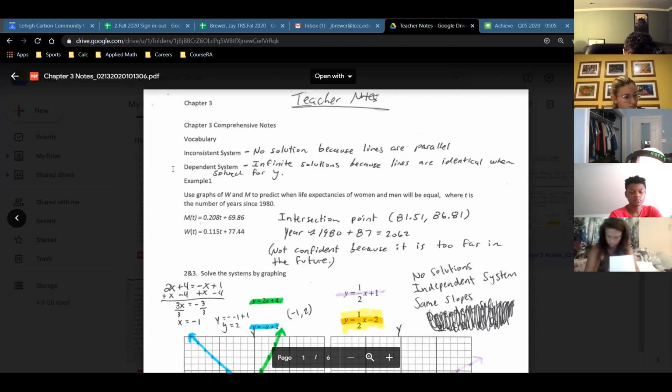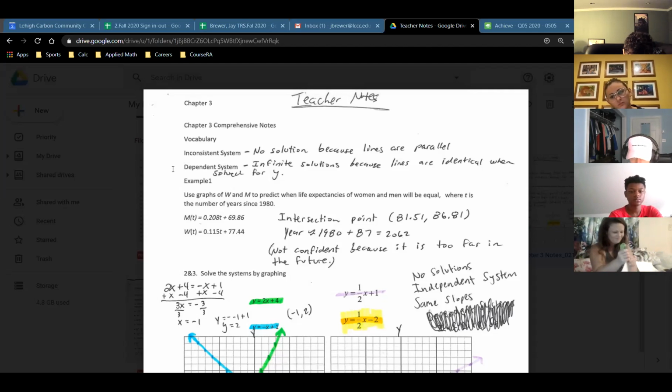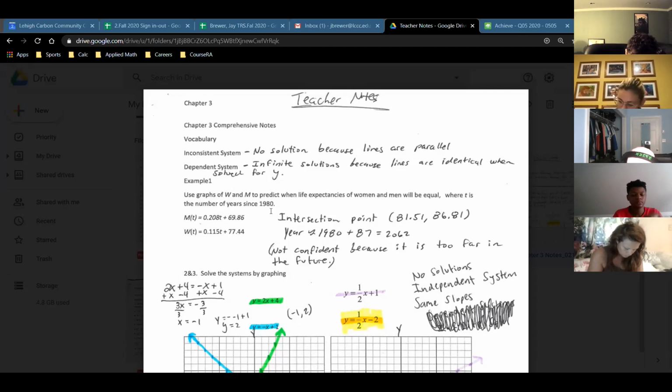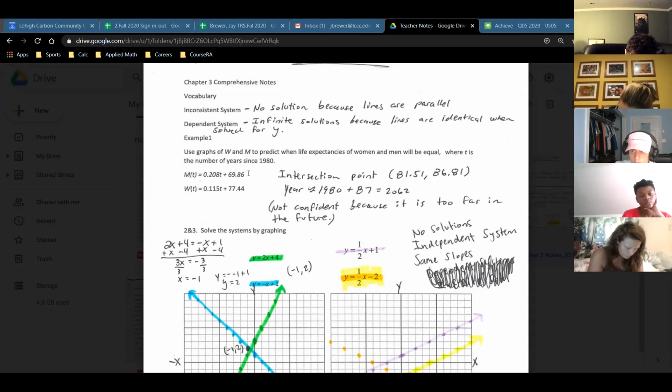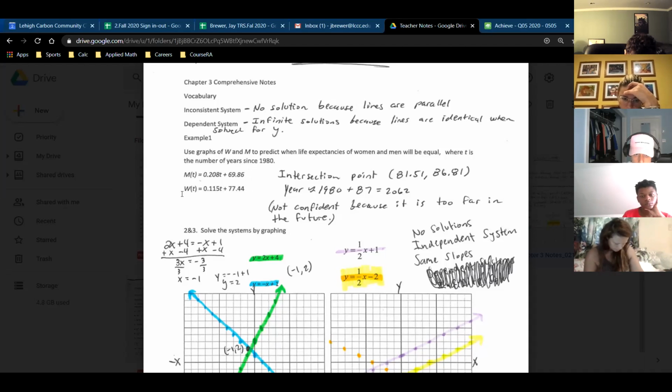So if we look at example 1, it says use graphs of W and M to predict when the life expectancies of men and women will be equal, where T is the number of years since 1980. Now this is probably something that would have been on the PowerPoint, similar to the smoking exercise. Okay, so we have our M of T, and it's 0.208T plus 69.86. And then we have our W of T, which is 0.115T plus 77.44.